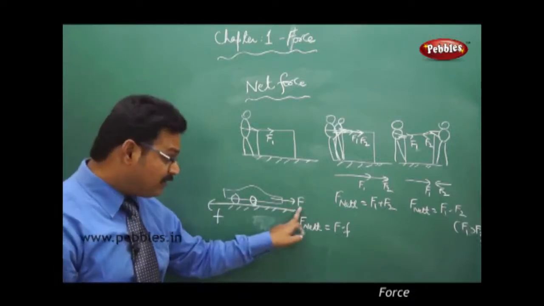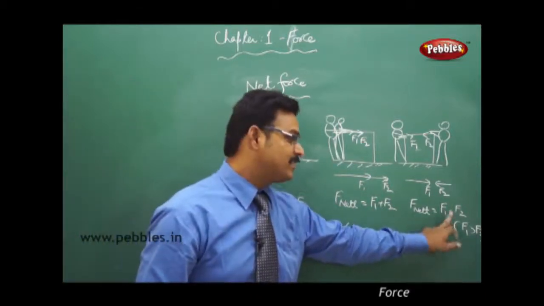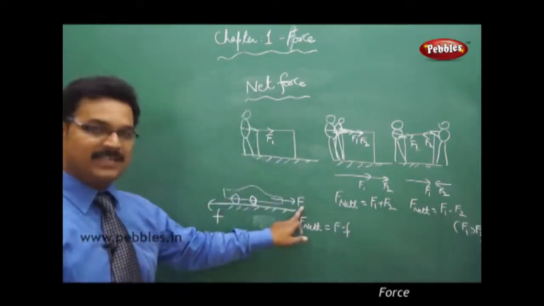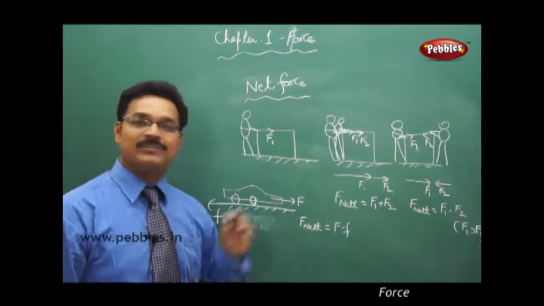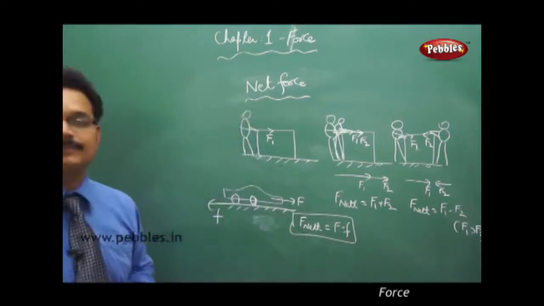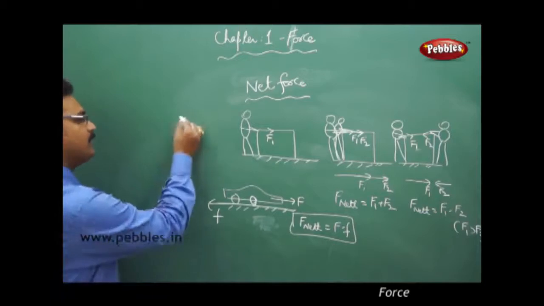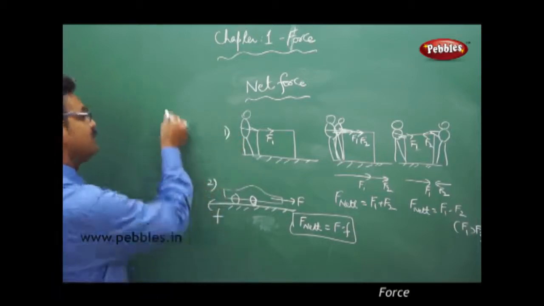Now the second point, why haven't I written small f minus capital F? Because capital F is greater than small f. I told earlier, whichever force is greater, you take that force first. So as capital F is greater, I wrote F minus small f. So that is how you have to take the net forces. Take another example for your better understanding. This is the first example, this is the second example. Take the third example.